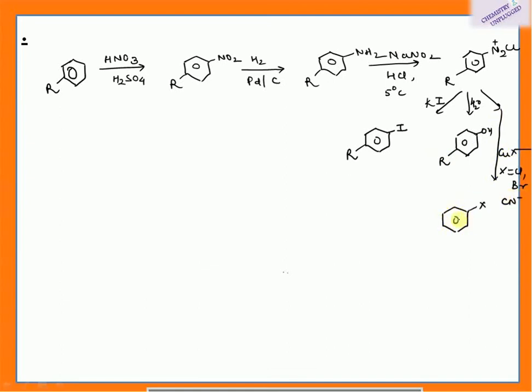And if we are using CuX, where X can be Cl, Br, or CN group, then it will give me X substituted here. So this type of compound can also be possible. Then the last aromatic nucleophilic substitution reaction is through the benzyne mechanism. It will involve formation of an intermediate known as benzyne.